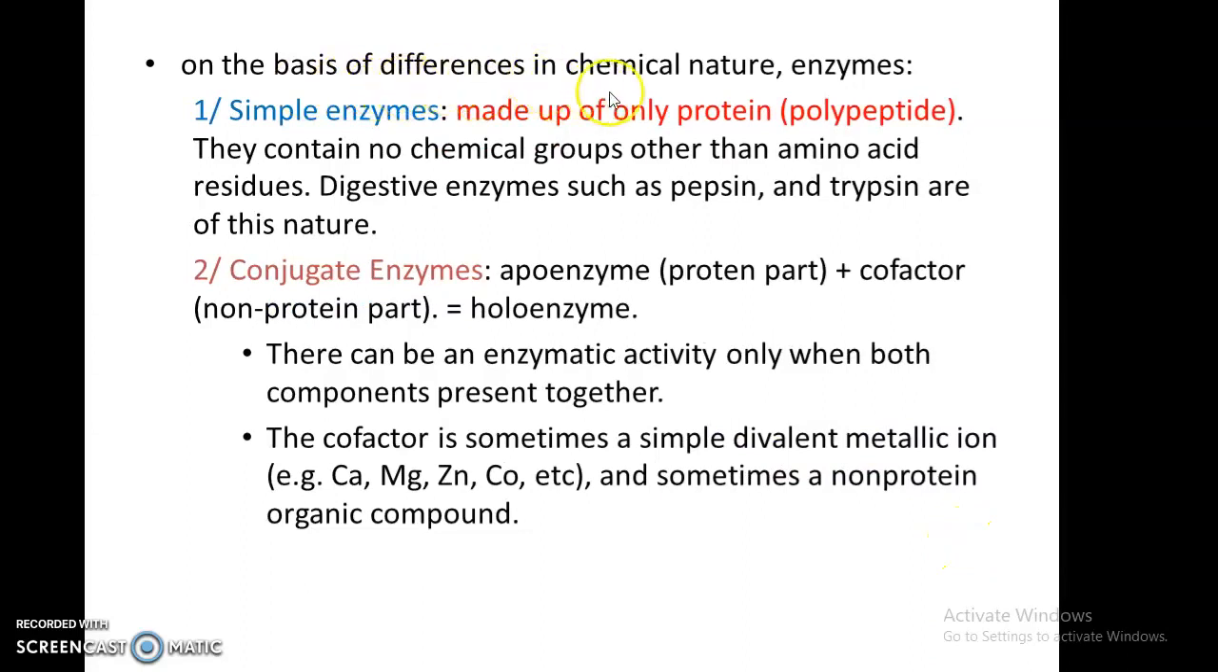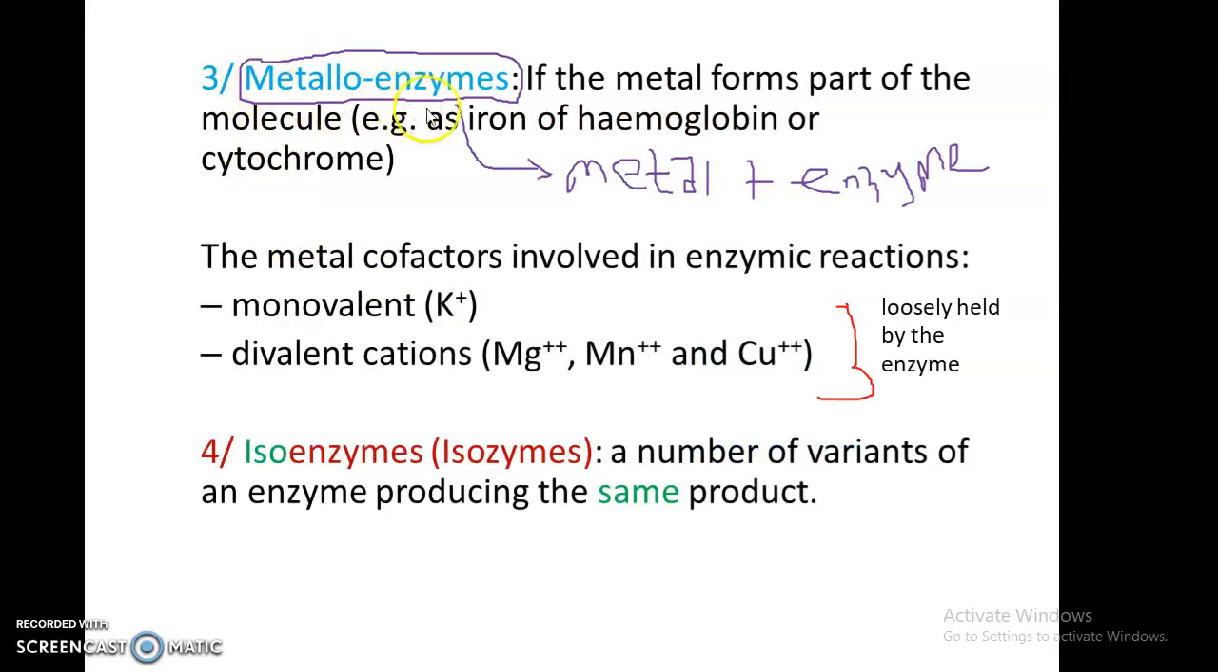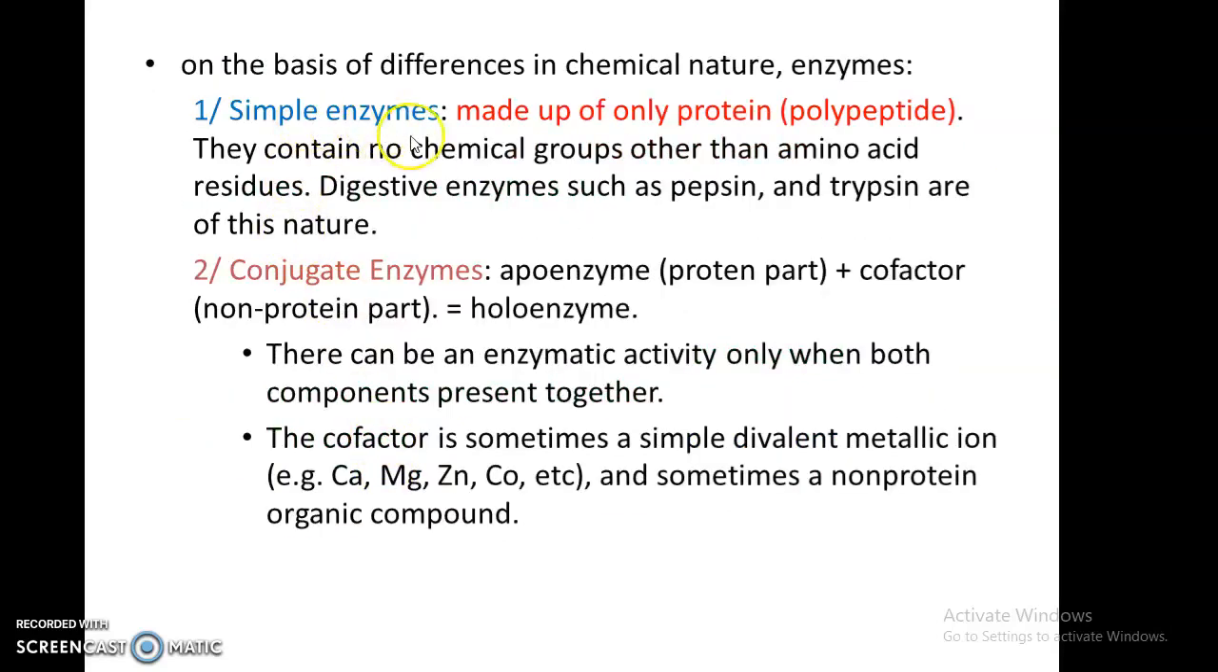On the basis of differences in chemical nature, enzymes can be classified into simple enzymes, conjugate enzymes, metalloenzymes, and isoenzymes. Simple enzymes are made up of only protein polypeptide. They contain no chemical groups other than amino acid residues. Digestive enzymes such as pepsin and trypsin are of this nature. They are simple enzymes, made only from amino acid molecules.